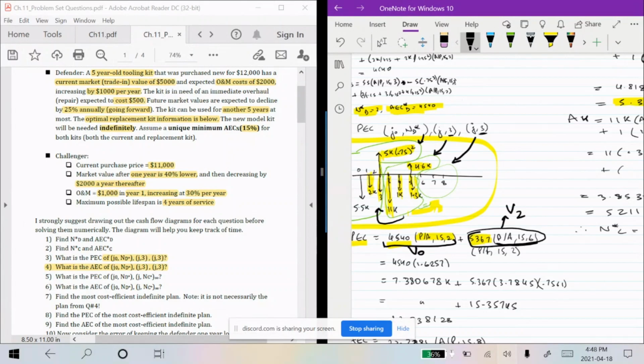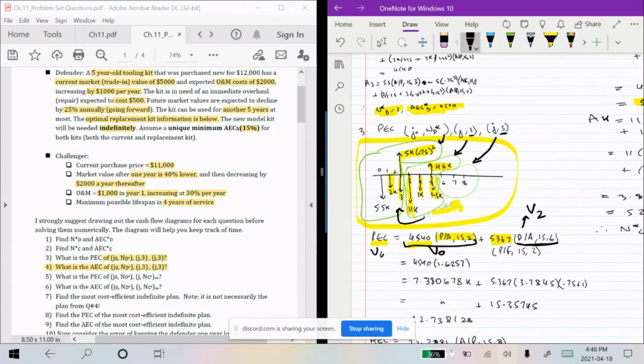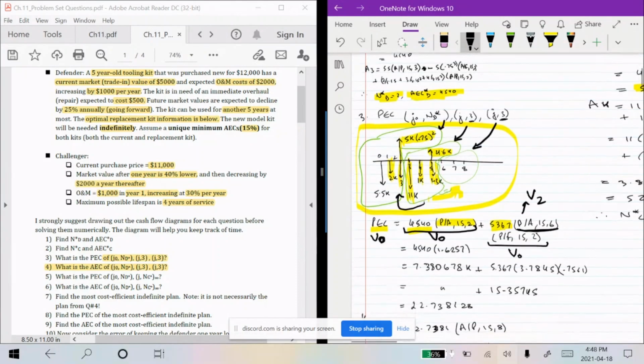Then after that, I need everything in V0. This PEC is in V0. I need to do this V2 converted to V0. For that I use the find present worth such that the F is given. This makes sense. This is what I'm doing right here. So find P given F, 15.2, because this part is in V2. So to drag it back 2 periods backwards, I'm using this one. Does this make sense?